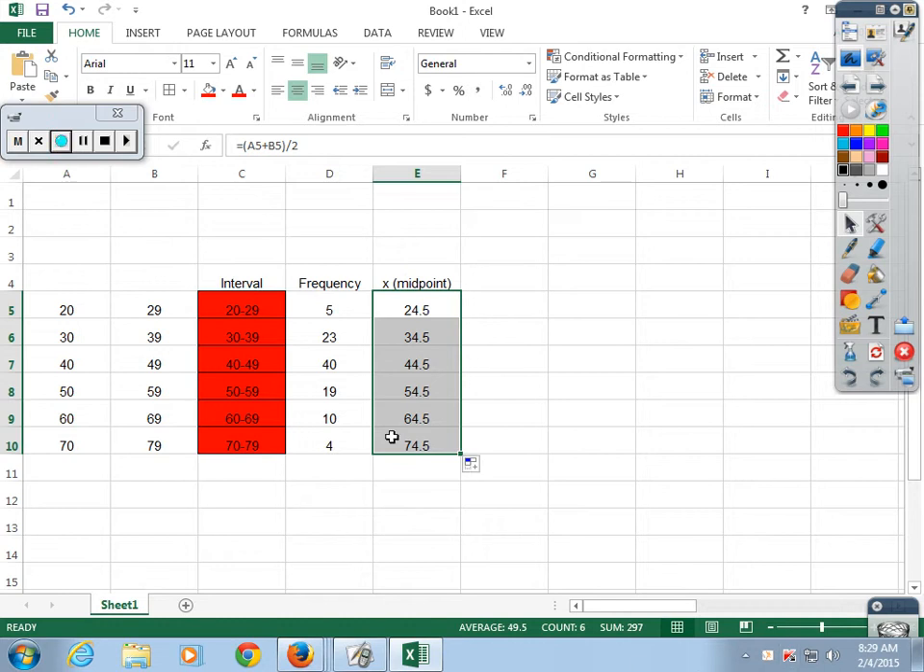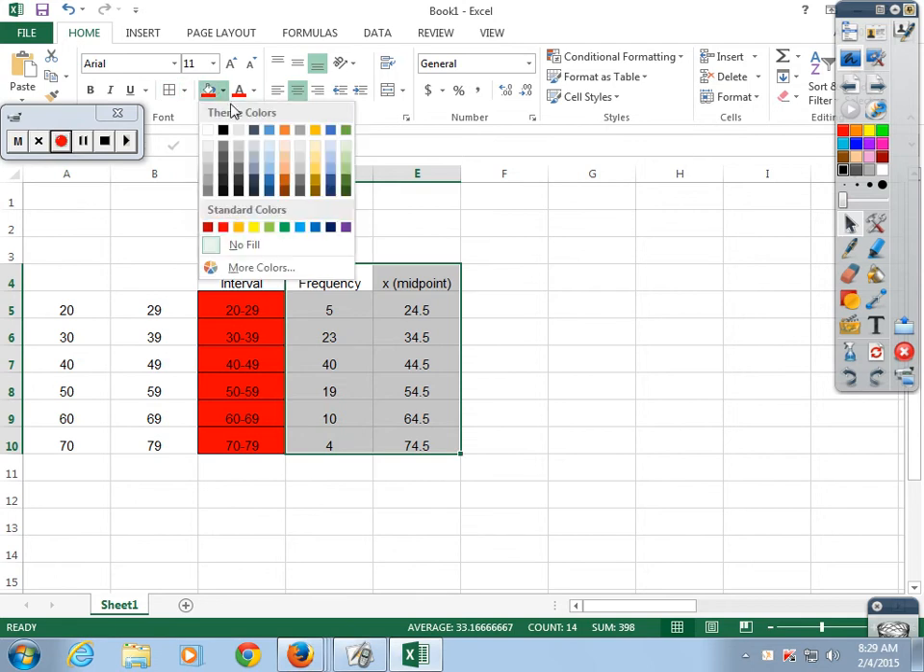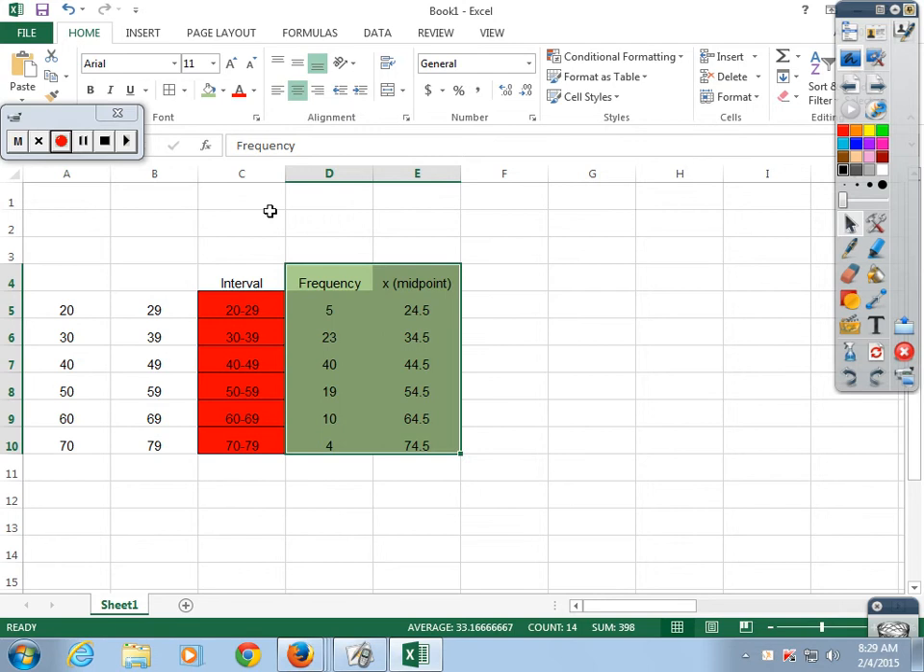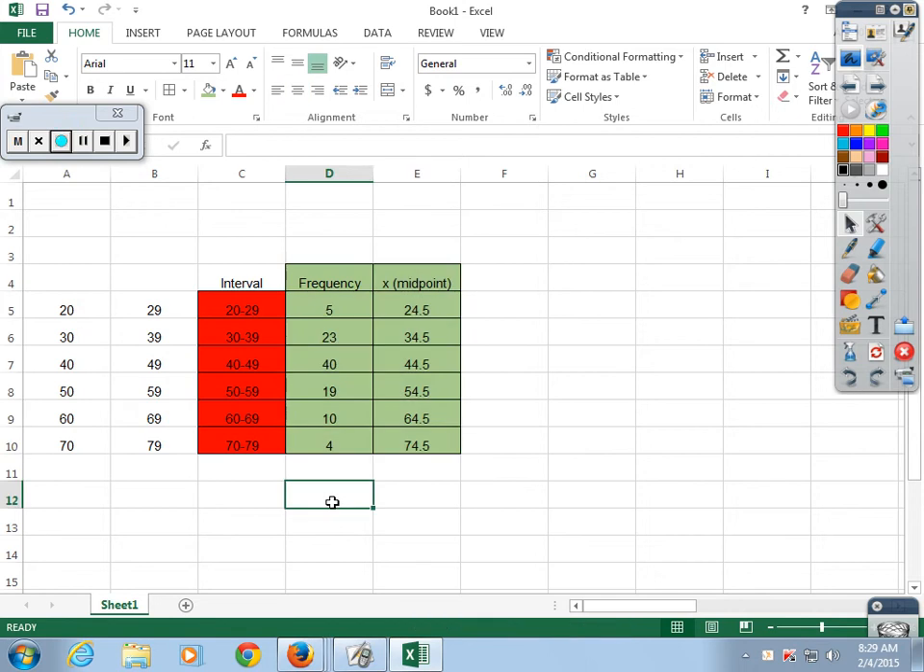Alright, now these two I'm going to highlight green. Why am I going to highlight them green? Because I like green? No. Why? And I'm going to highlight this green.